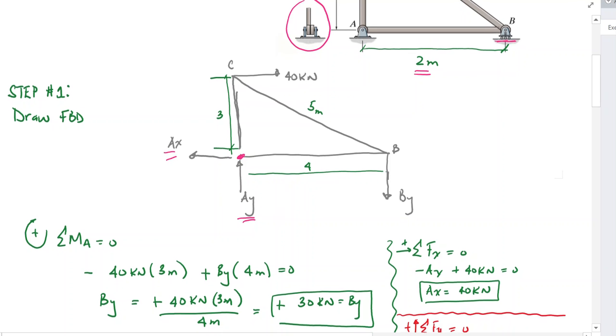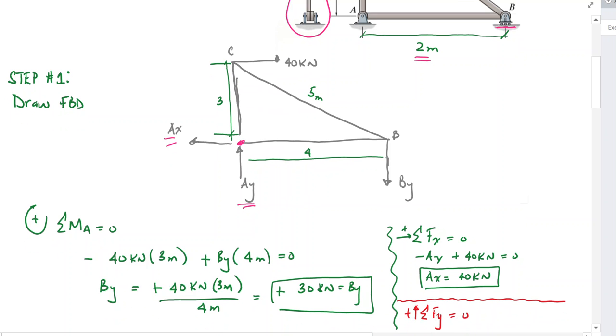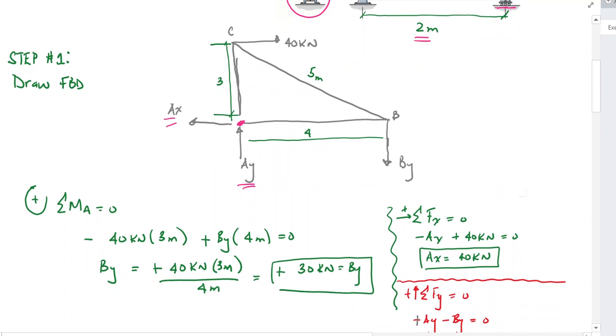Now, why would I take the moments about point A? Why not B initially? Exactly. Taking the moment about point A takes out AX and AY, so I'm only left with BY. When I do that math, I get 30 kilonewtons. Then I can jump straight to another equilibrium equation, the sum of the forces in the X direction. Now I know what BY is.